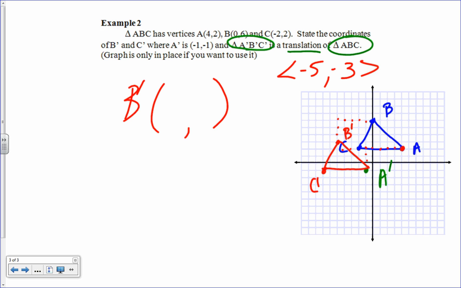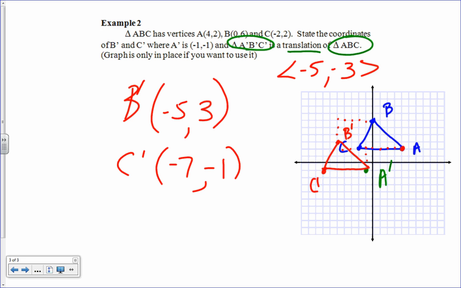What do you got? (-5, -1), 2, 3, 4, 5, 3. Now you can tell it's an ordered pair because it's parentheses now, not those little corner-looking things, little arrows. And then C prime, negative, what is it? 7, is that what it is? Negative 1?